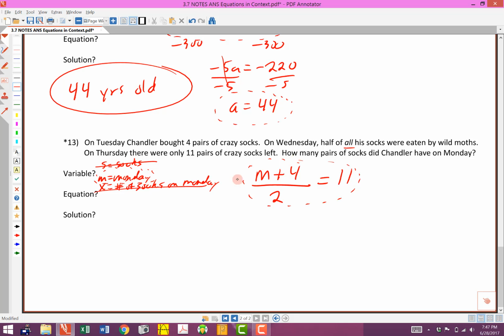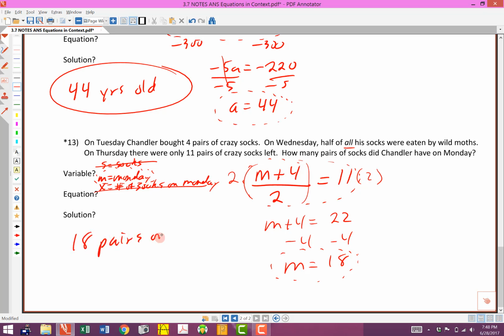So we're going to times both sides by 2. We're going to get M plus 4 equals 22. And then we're going to subtract 4 from both sides. So we're going to get M equals 18. So that's the answer to the equation. What's the answer to the problem? How many pairs of socks did he have on Monday? 18 pairs on Monday. There's the answer to the problem. Again, what we're really looking for here is being able to write that equation right here.